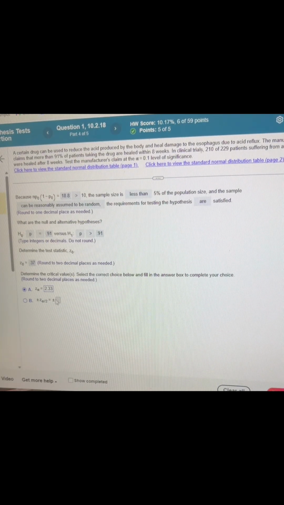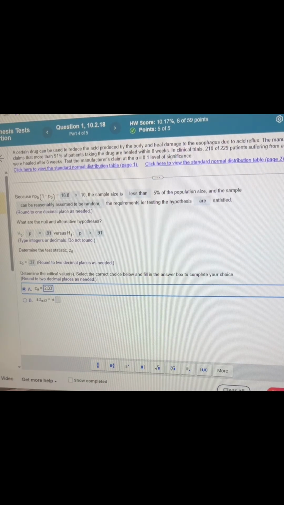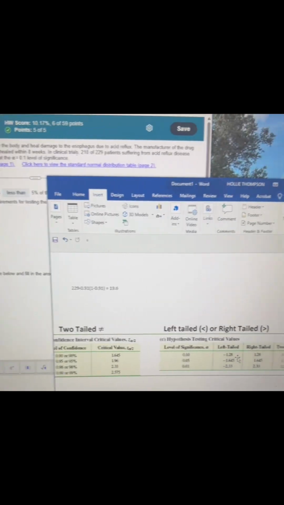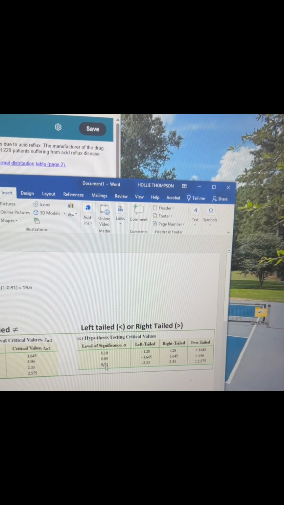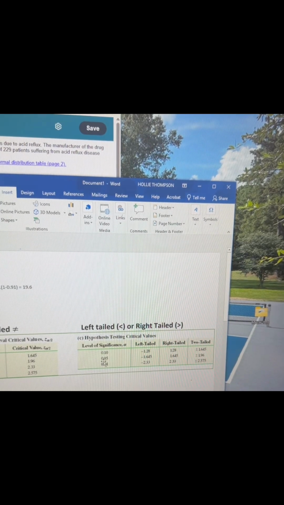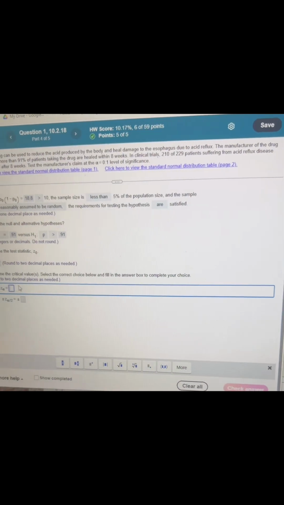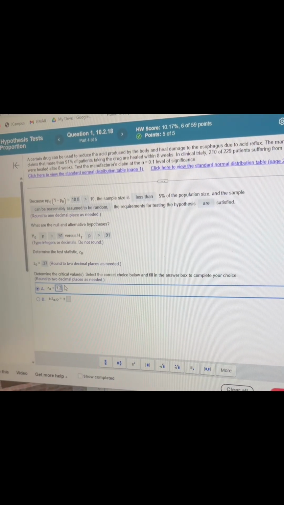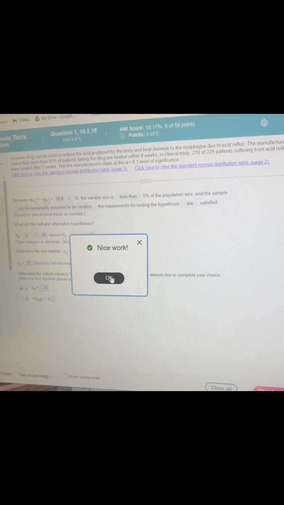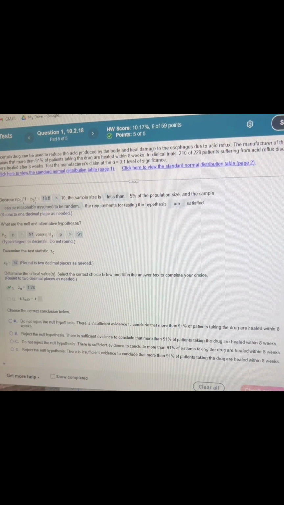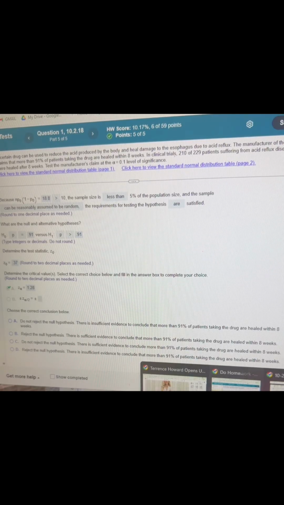What did I put wrong? Let's check it again. Oh, that's 0.01. I read 0.01; 0.1 is up here. So it's going to be 1.28. Good catch on myself. 1.28. Nice work.